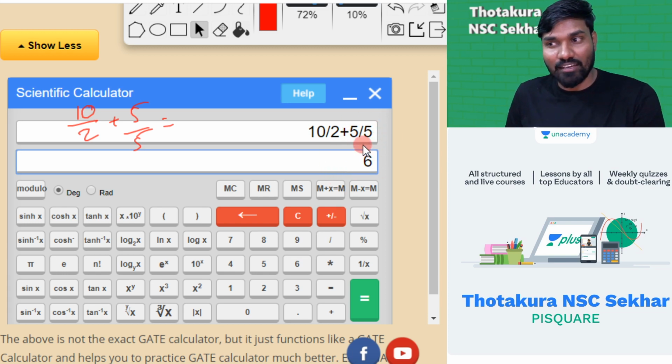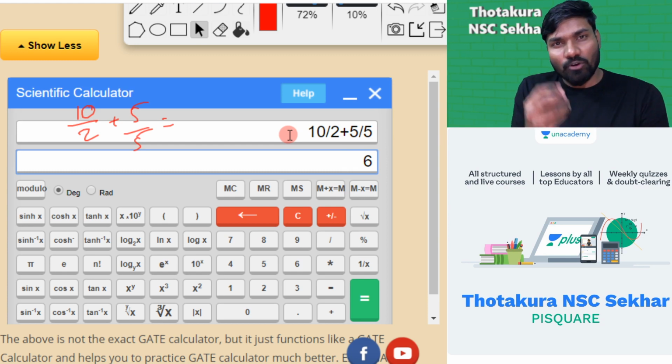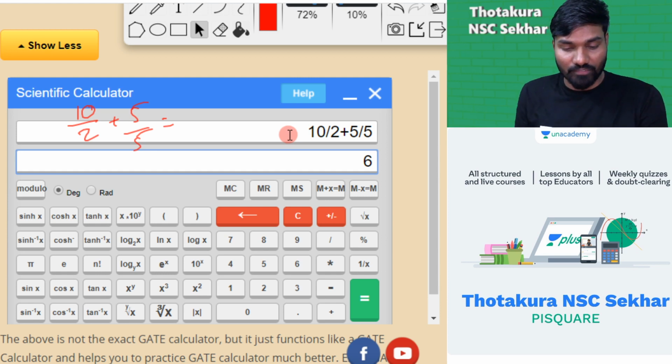It is coming because the calculator knows how to use that Bodmas, but to make sure that you will not get confused, use brackets properly, okay? I recommend you to use brackets. I strongly recommend you to use brackets. That will avoid the mistakes.